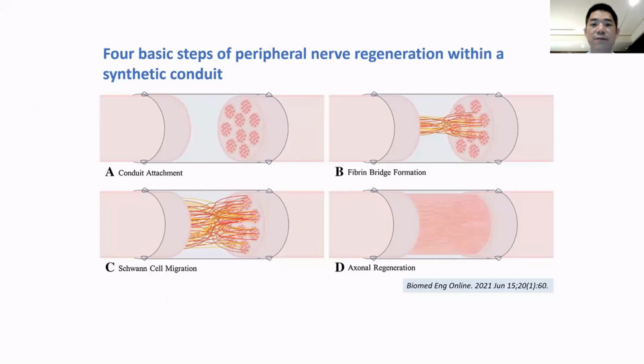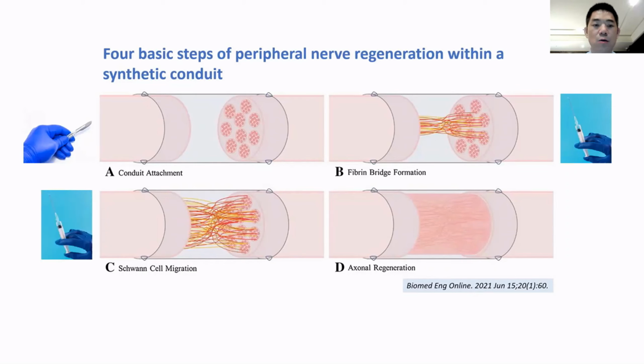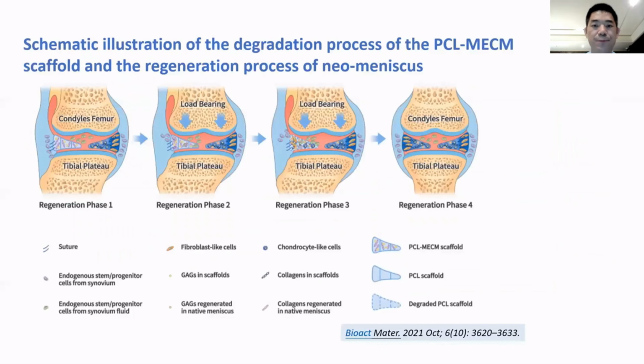And as pain interventionists, in the process of nerve regeneration, we know that the first step is surgery, right? But what about after that? We can act in the fibrin bridge formation stage. We have a role in the cell migration stage. We can have a role even in the axonal regeneration stage. So although we are not surgeons, we still have a role in the nerve regeneration process, especially when we have the concept of injectable scaffold.